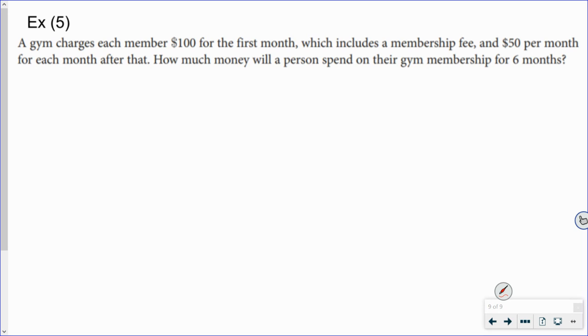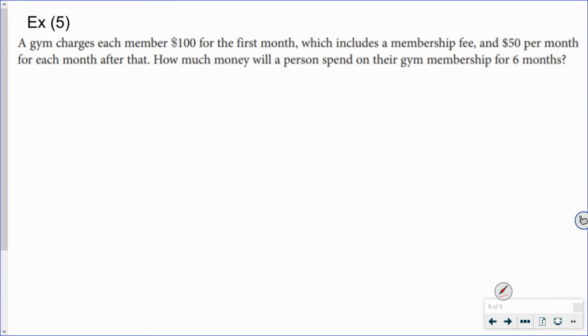All right, the gym charges each member $100 for the first month, and that includes a $50 membership fee. And then it's $50 per month after that. So how much money will a person spend on their gym membership in six months? Okay, so the first thing I'm going to do is create a table.